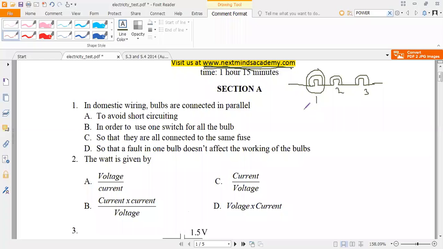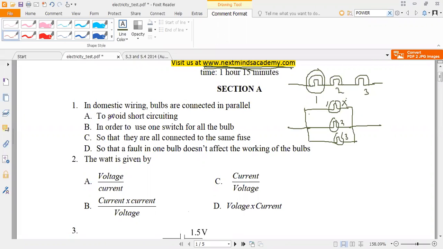But when they are connected in parallel, for example, if they are connected in this way, in this parallel arrangement, if one of the bulbs goes off, it does not affect the others. So let's say if this bulb here goes off, it does not affect these other two bulbs, bulb 2 and bulb 3. They will keep working if bulb 1 goes off. But if they are connected in series and this bulb goes off, then these two will also go off.